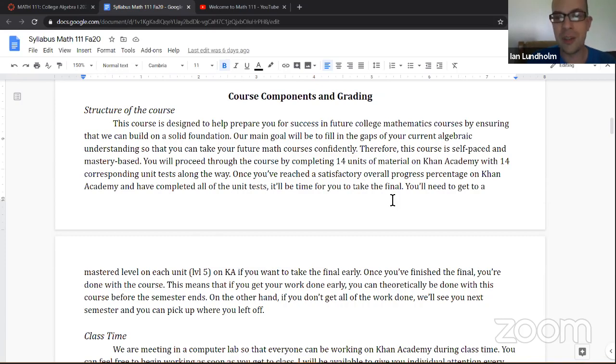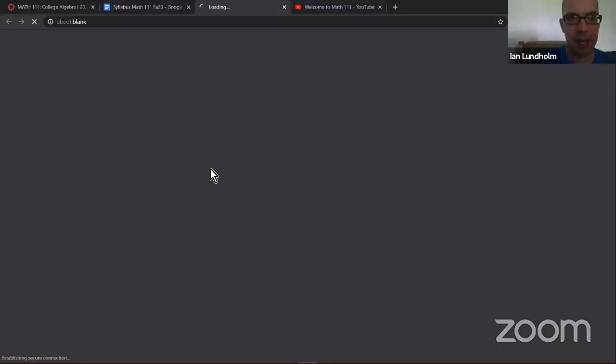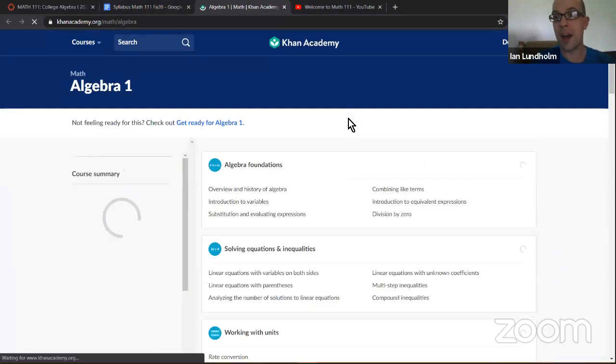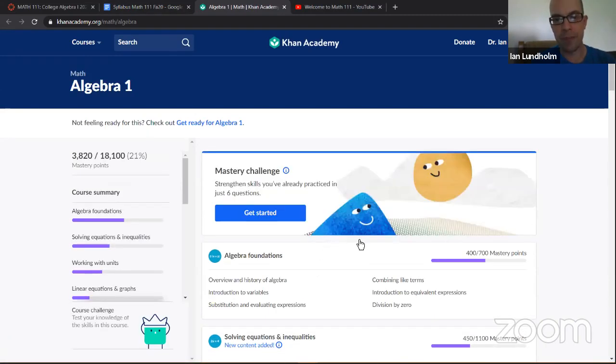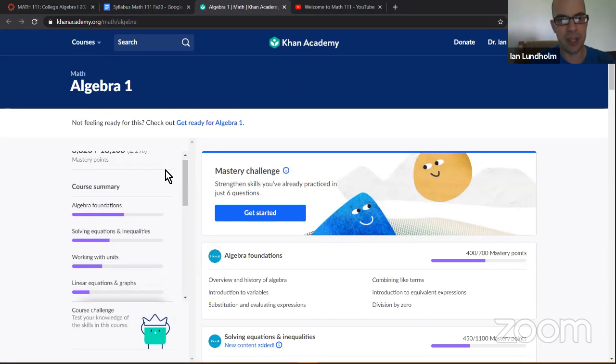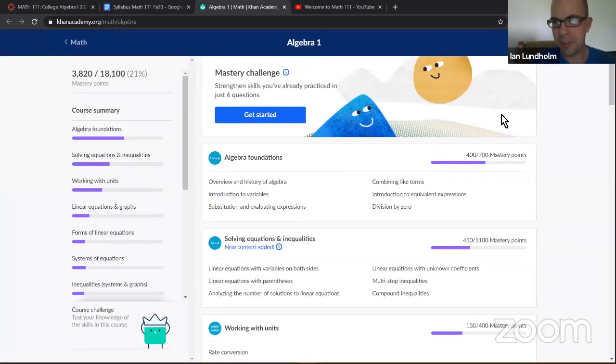There are 14 units of Khan Academy material. And why don't I just go ahead and get onto Khan Academy real quick. Let's click this Algebra 1 website. So when I'm talking about units of material, each one of these boxes is a unit of material. So right now, Algebra 1's looking pretty sad. I've only got 21%. That could definitely be improved.